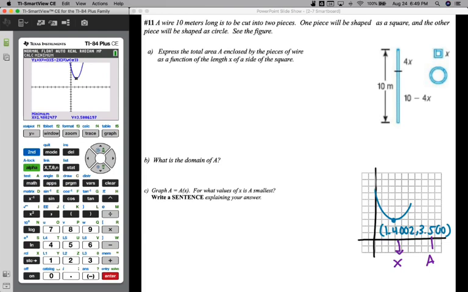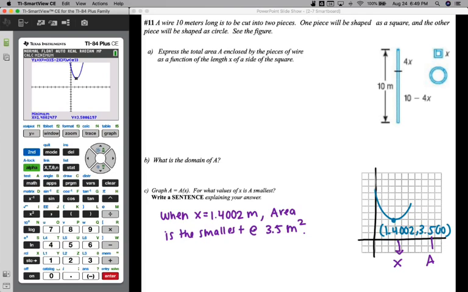So our final answer for part C, we've graphed it, we've sketched the graph, we've labeled that minimum value. For what value of x is A the smallest? Well, when x is equal to 1.4002 meters, that's our unit, area is the smallest at 3.5 meters squared. And we'll leave it like that.